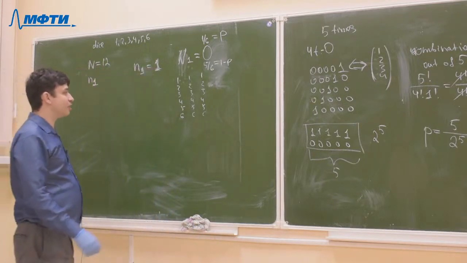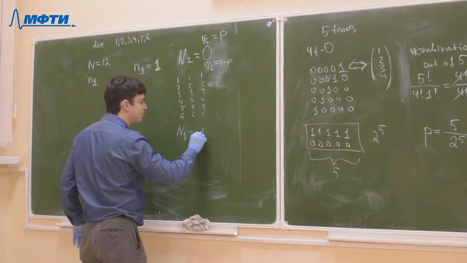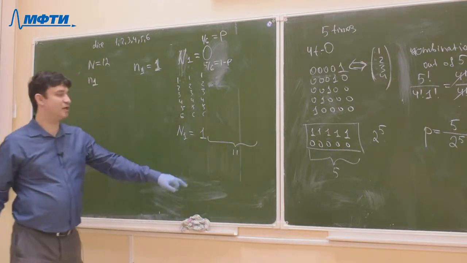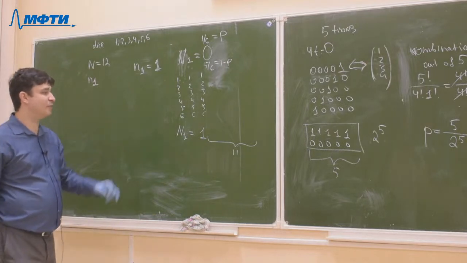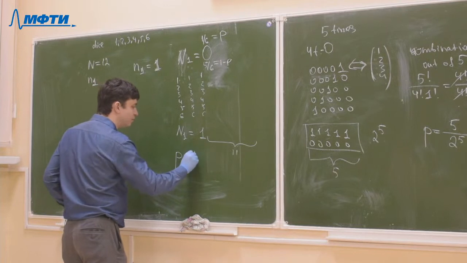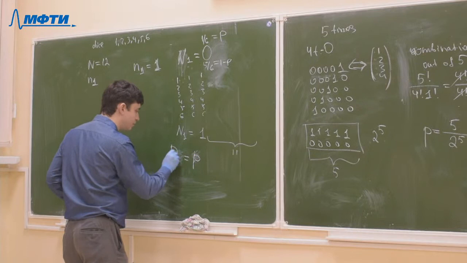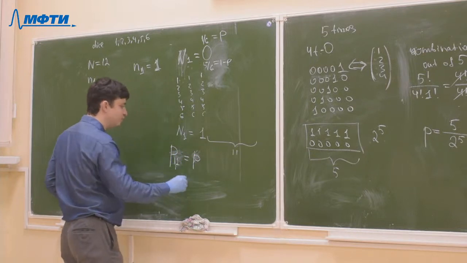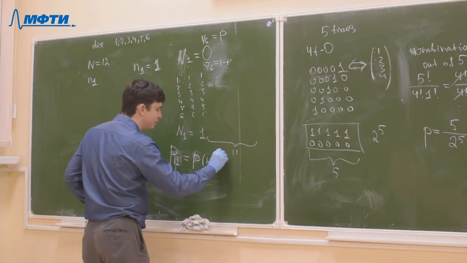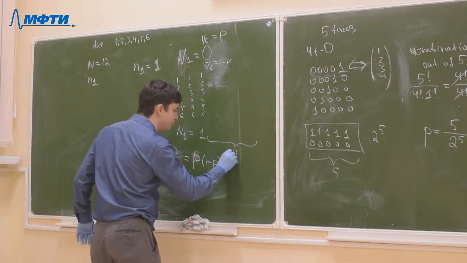So if I want to calculate the probability of the event in which I have 1 on the first position and all other 11 positions are different from 1, then the total probability of such an event will be 1 over 6, so this is p, multiplied by 1 minus p to the power 11. Or this is actually n minus 1.